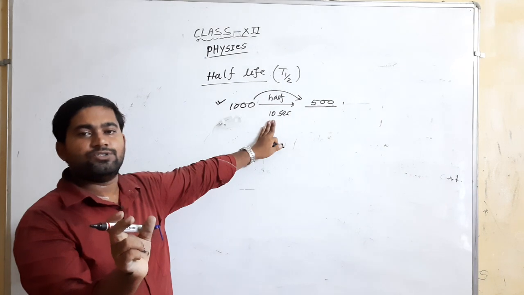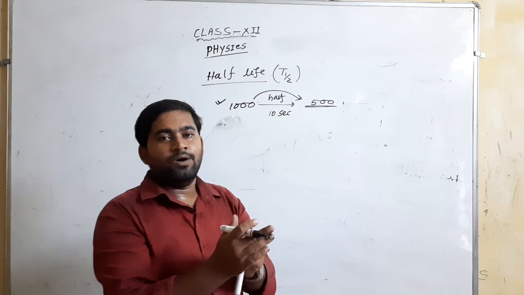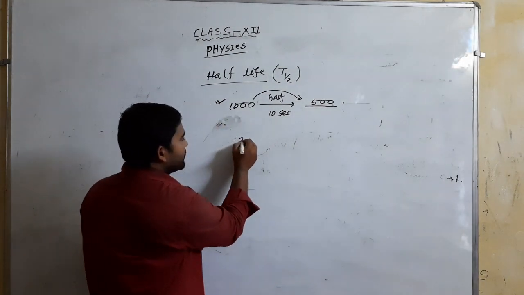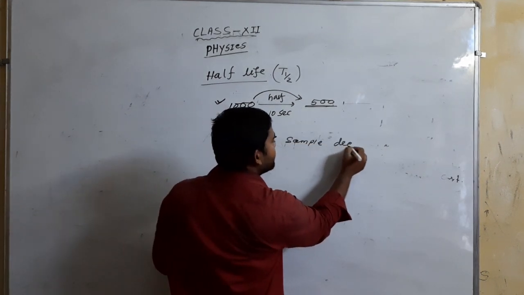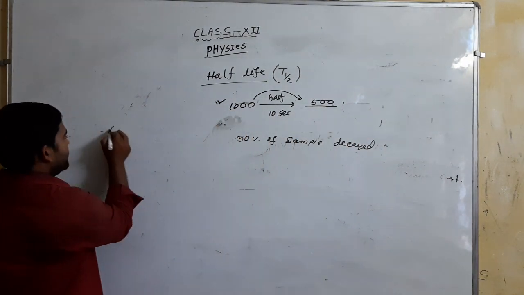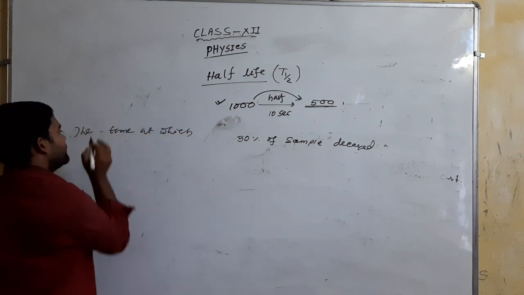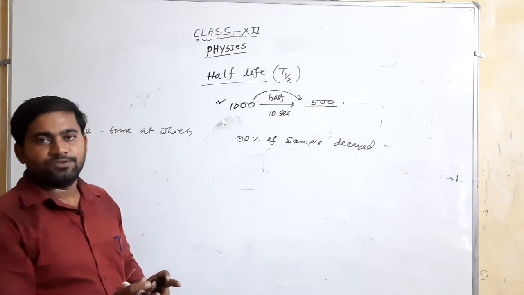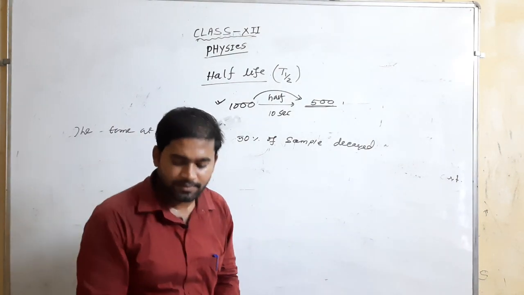Half-life is the time at which the radioactive sample remains half of its initial value, or we can say 50% of the sample has decayed. So the time at which 50% of the sample has decayed from its initial value is known as half-life. Understand?